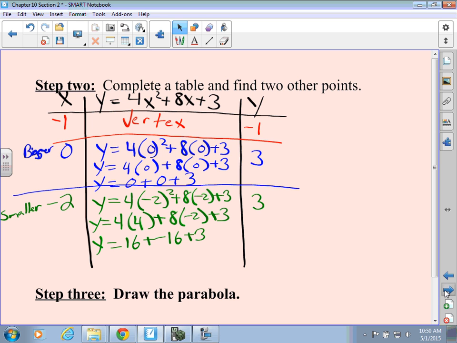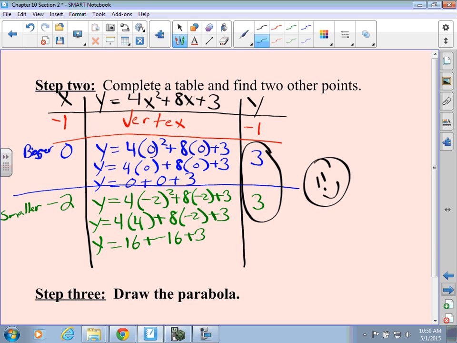So now notice that step 3 asks me to draw my parabola. I've got my vertex being what? -1, -1, which is right here. And then I've got -2, 3. Then I've got 0, 3. And then I'm going to draw my parabola.